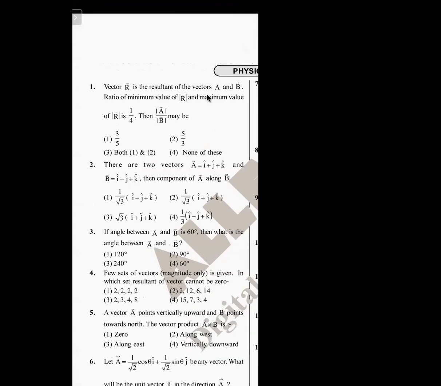Vector R bar is a resultant of the vectors A bar and B bar. The ratio of the minimum value of mod R bar and the maximum value of mod R bar is 1/4. Then mod of A bar divided by mod of B bar may be how much? The ratio of minimum by maximum is 1/4, and we are asked the value of mod A bar divided by mod B bar. We have to take an assumption here.